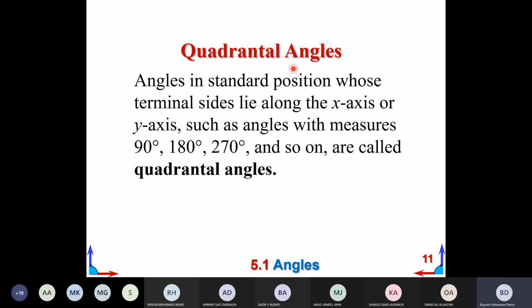So just like 180 degree, the terminal side lies exactly on the x-axis. So it is not in the second quadrant or the third quadrant. So we say it is right between second and third. Again, same name, quadrantal angles. And similarly, 270 degree and 360 degree and so on. Okay, as long as terminal side is exactly between two quadrants, it is called quadrantal angles.